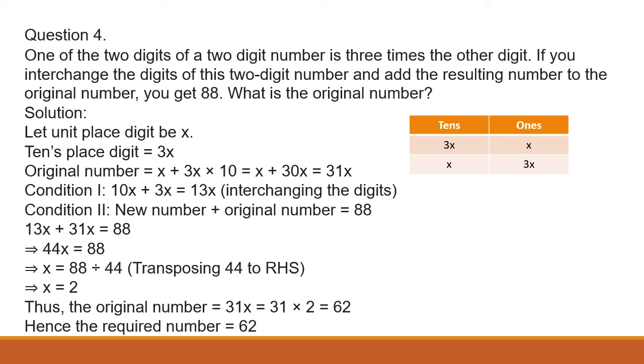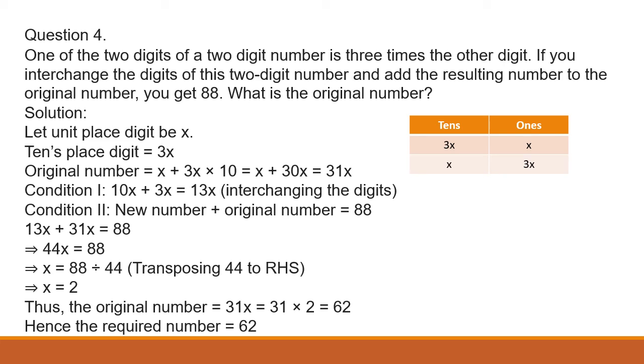So if we consider one of the digits as x, then the other digit becomes 3x. Let us consider the ones place digit as x and the tens place digit as 3x. After interchanging the digits, x, that means the ones place x comes to the tens place and 3x goes to the ones place. By interchanging the digits of this two-digit number and adding the resulting number to the original number, you get 88. What is the original number?